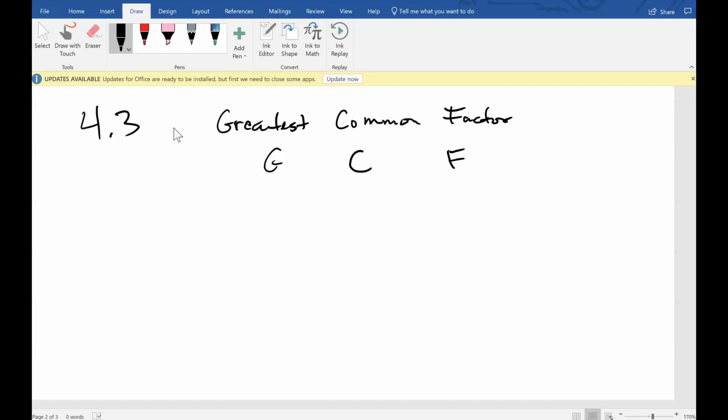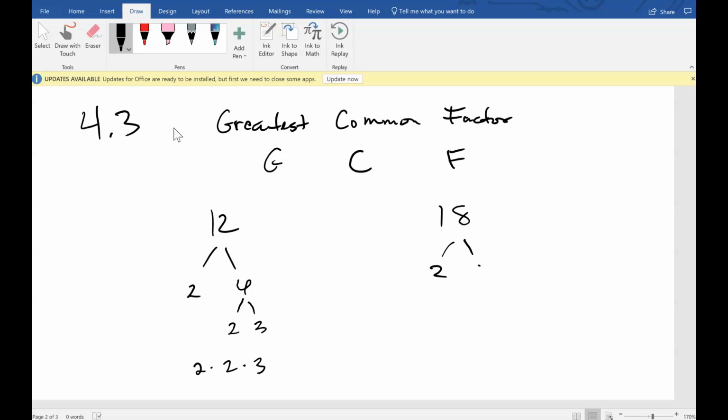So let's list the factors of these two numbers. Let's list the prime factors of these two numbers. So you will have got this lesson in 4.2. So listing the prime factors, we're going to break these down into their pieces. So 2 goes into 12 6 times. 6 is broken down into 2 and 3. So the prime factors of 12 are 2 times 2 times 3.